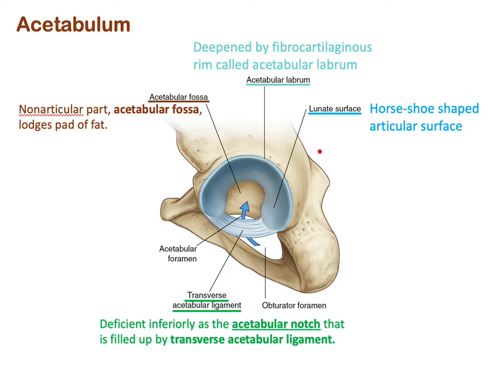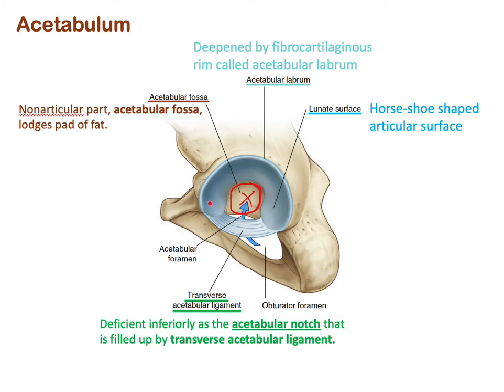So that was the head of femur. What about the acetabulum? You know that the acetabulum is formed by three bones, pubis, ilium, and ischium, and there is a lecture about that. But here I'm talking about the articular surface of the acetabulum. It has an articular surface and a central non-articular surface. This non-articular part is known as the acetabular fossa. And this is the articular part, which is horseshoe shaped, right?